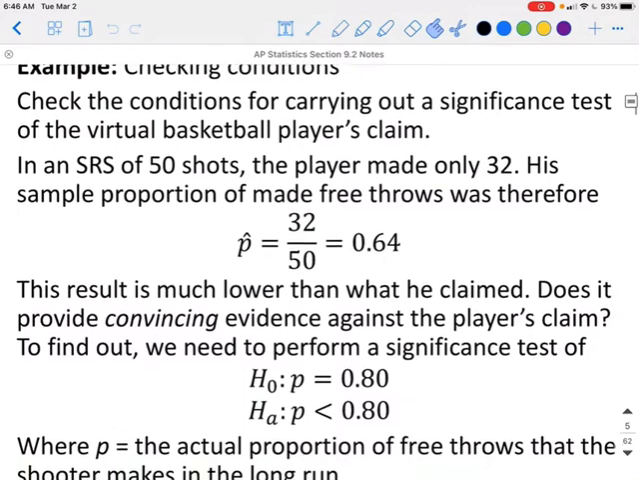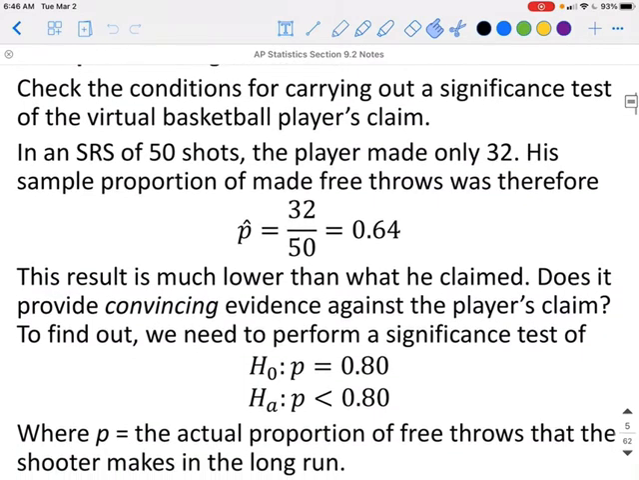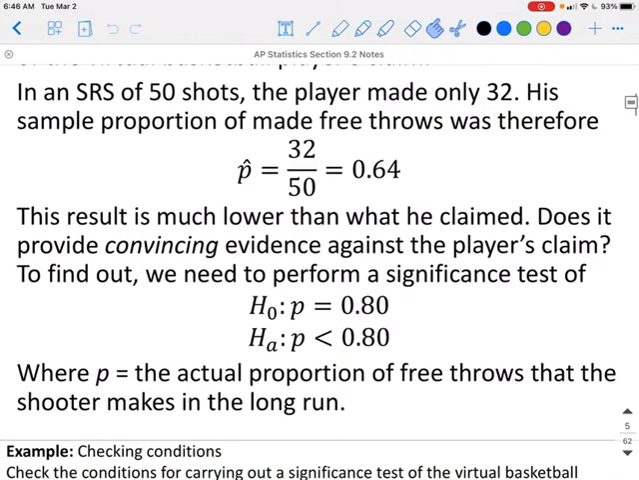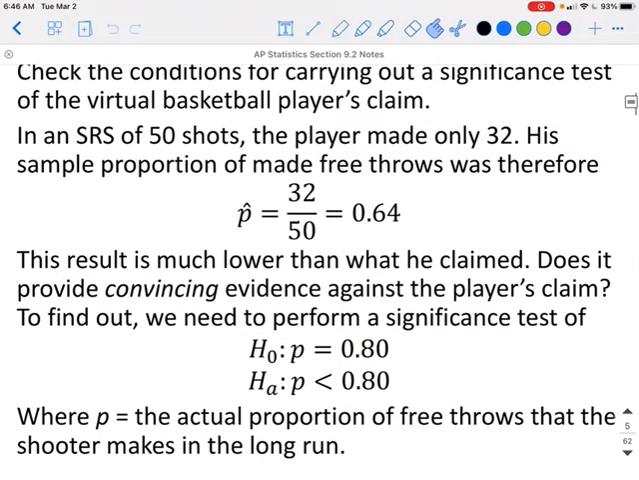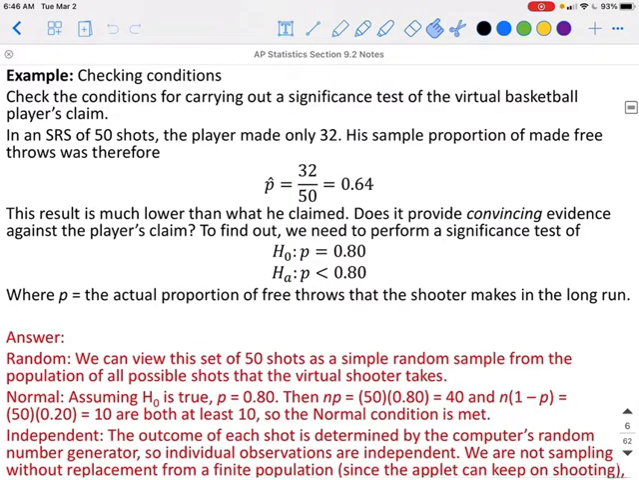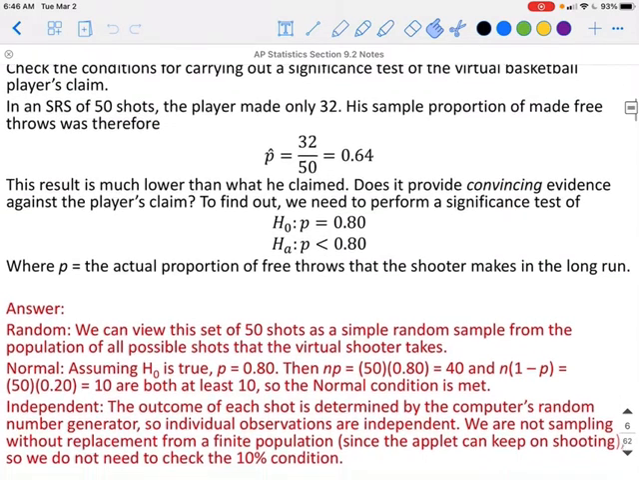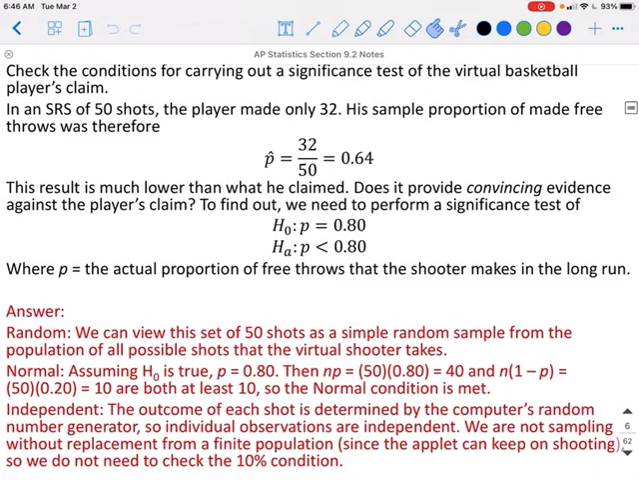So we're going to go ahead and check our conditions before we can carry out a significance test. We're still dealing with this same situation. If we check random first, we can view the set of 50 shots as a simple random sample from the whole population of all possible shots the virtual shooter can take.